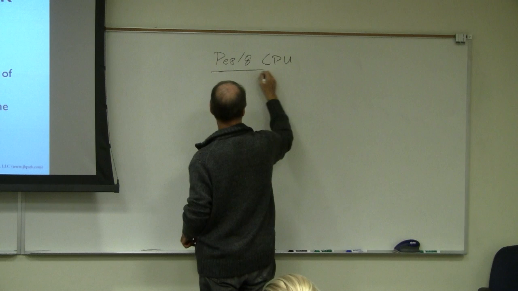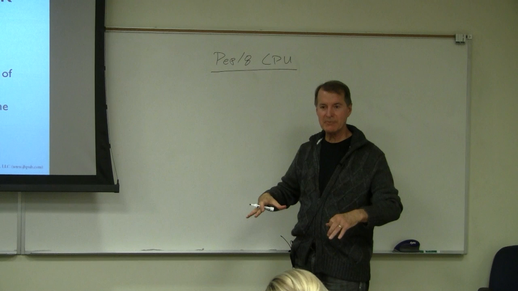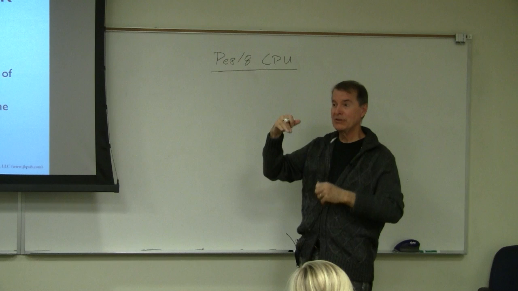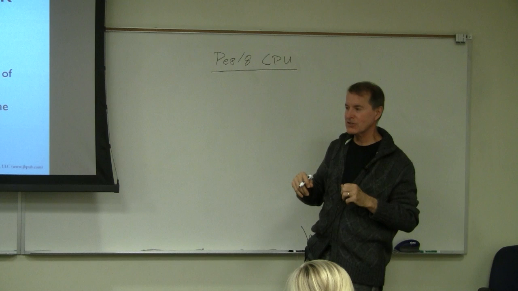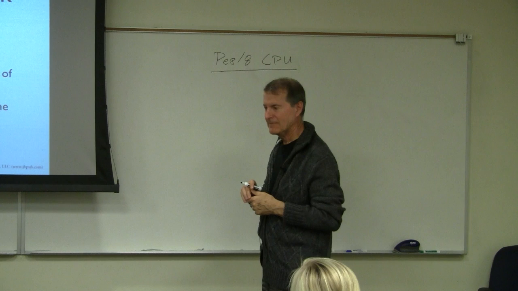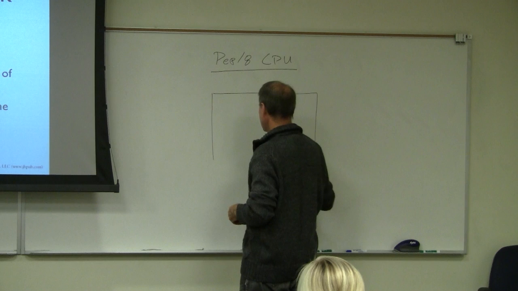Because what we're going to do is gradually build up from the logic gate level, up and up and up, until we get to the ISA level. And at the ISA level, we want to see how the CPU is organized. Computer organization is all about the organization of the CPU. Okay? Now, we need to review what's in here. Okay?